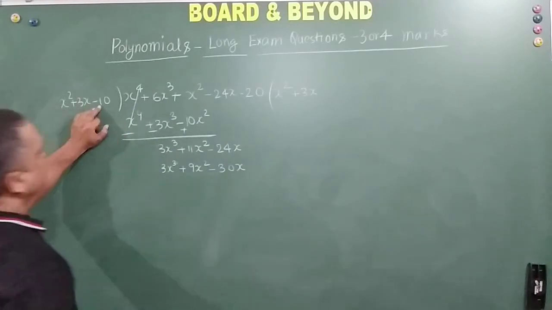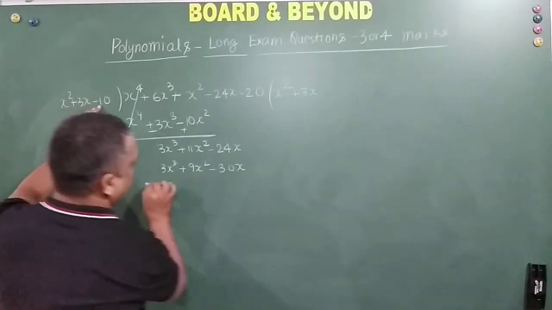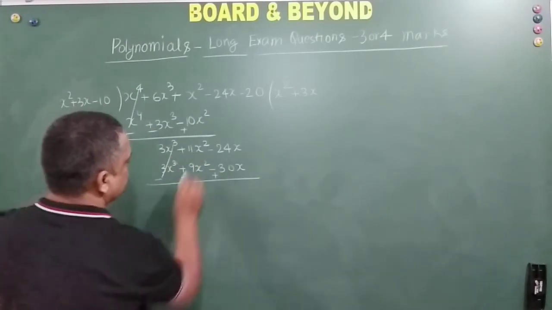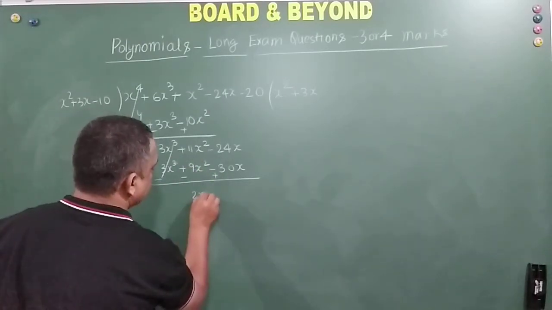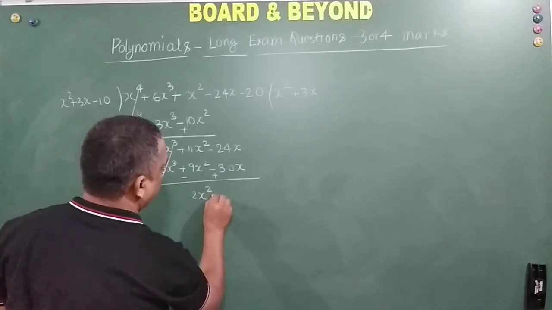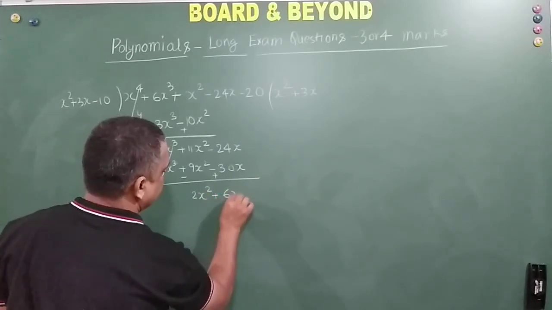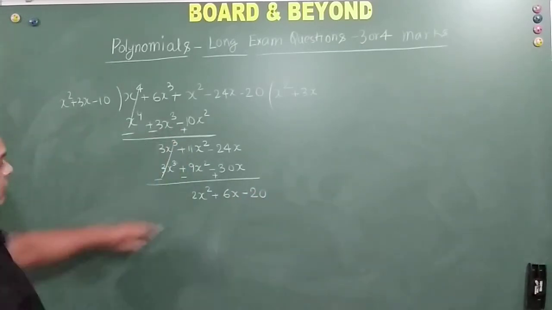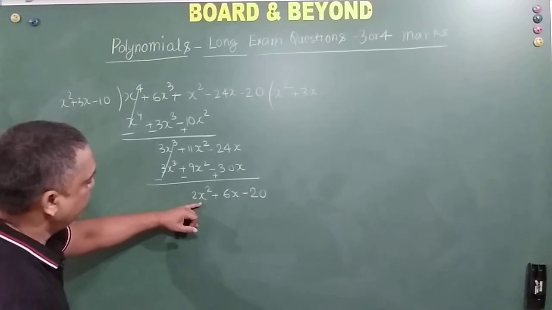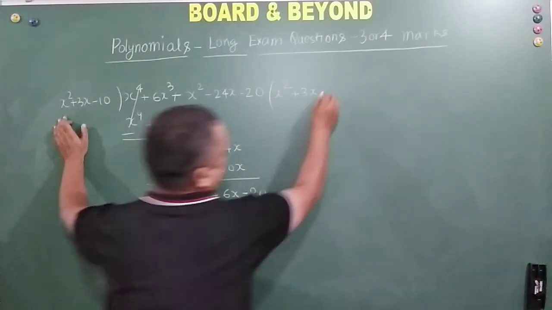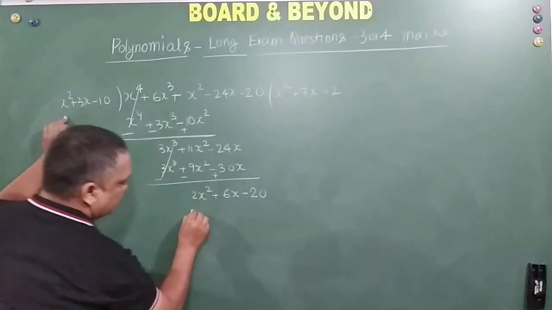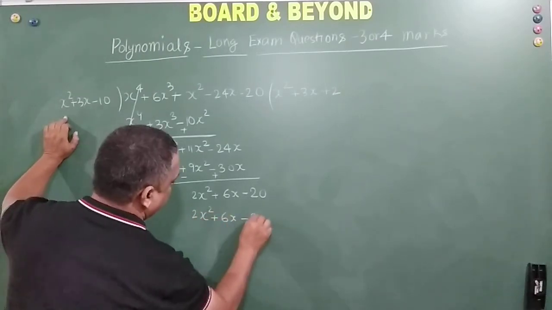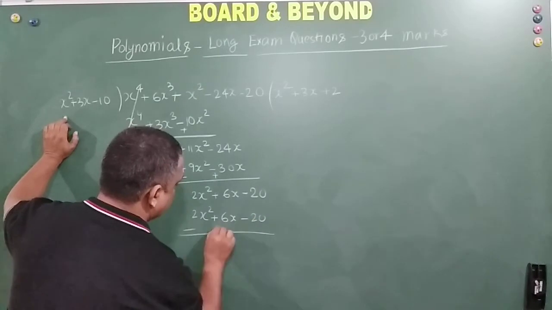Are you with me? Yes, we are right. Minus minus plus. This gets cancelled, and this is now 2x square, right? Plus 6x minus 20. Now I need 2x square here. Okay, so 2, just 2. So 2x square plus 6x minus 20. Minus plus.